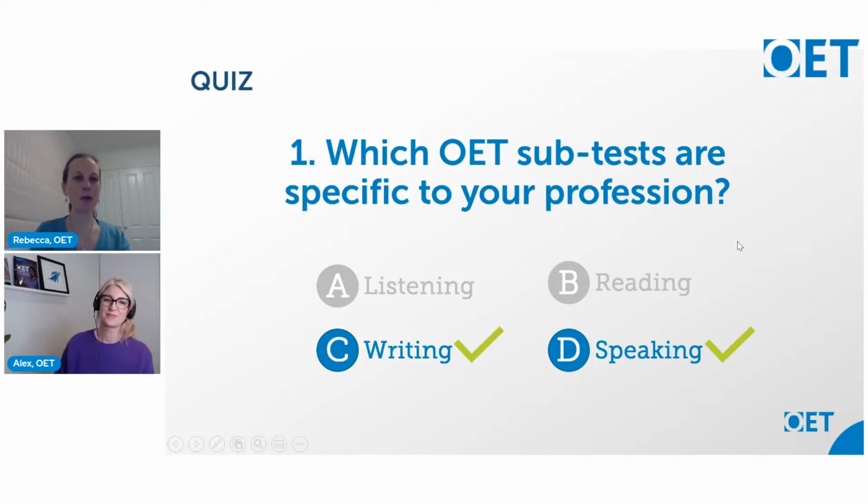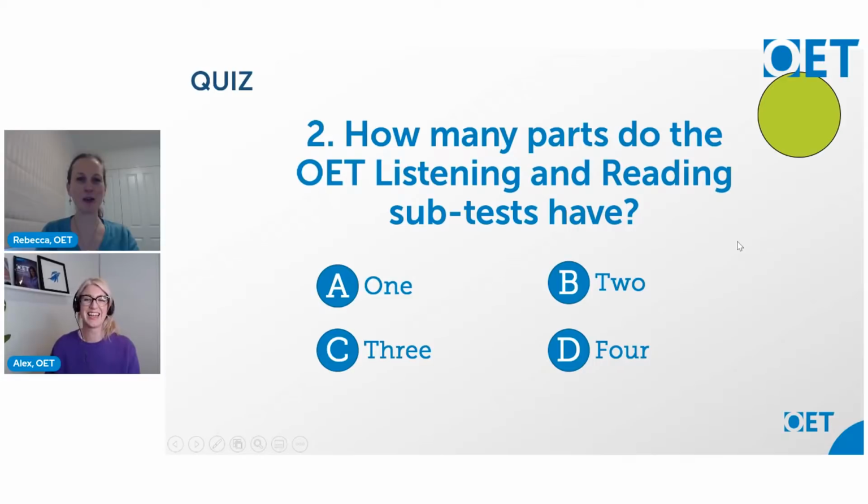All right, that was the warm-up. Alex is going to give us a little bit longer for the next one. How many parts do the OET listening and reading tests have? A1, B2, C3, or D4? Fingers on the screens now. What do you think is the answer?